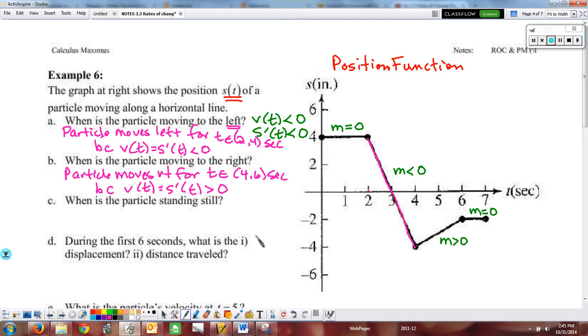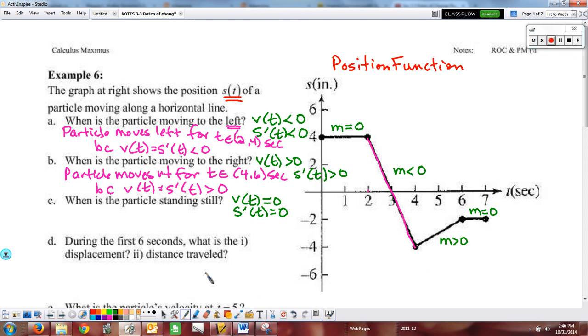Now, when is the particle standing still? That's utilizing the information that the particle stands still when the velocity is equal to 0. It moves right when the velocity is greater than 0, standing still when the velocity equals 0. Again, we could also refer to this as the derivative because that means the same thing. So we're looking at where s prime of t is equal to 0, and remember we're talking about the slope. So I'm looking at this graph of the position function, where is the slope 0? The slope is 0 for the interval 0 to 2 and for 6 to 7.